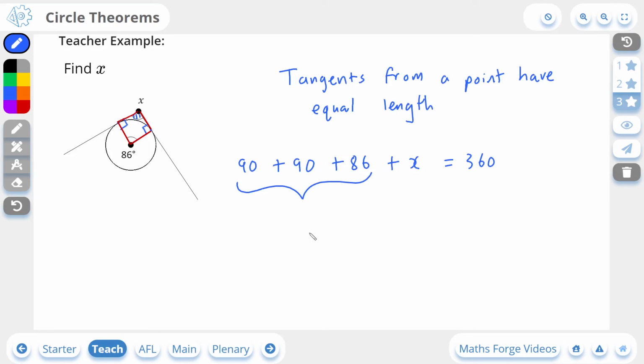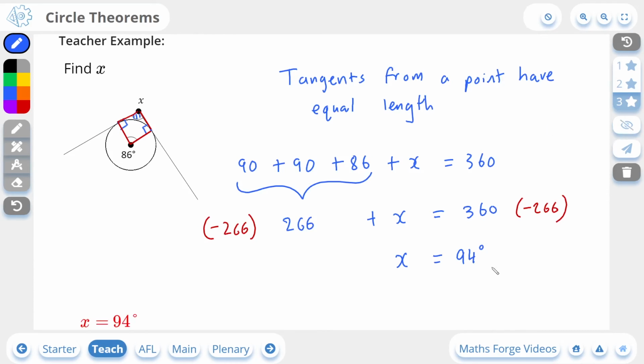Simplifying these 3 here, we get 266 degrees. Then we add x onto this, and this gives us 360. Subtracting both sides by 266 to get x on its own leaves us with x is equal to 94 degrees. And if we check our answer, there it is.